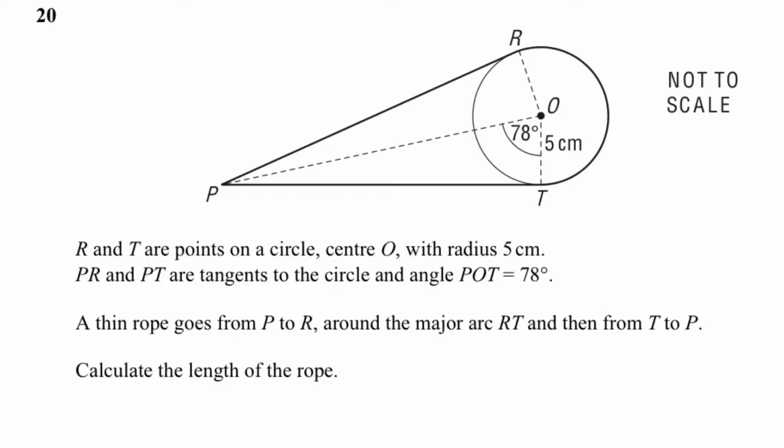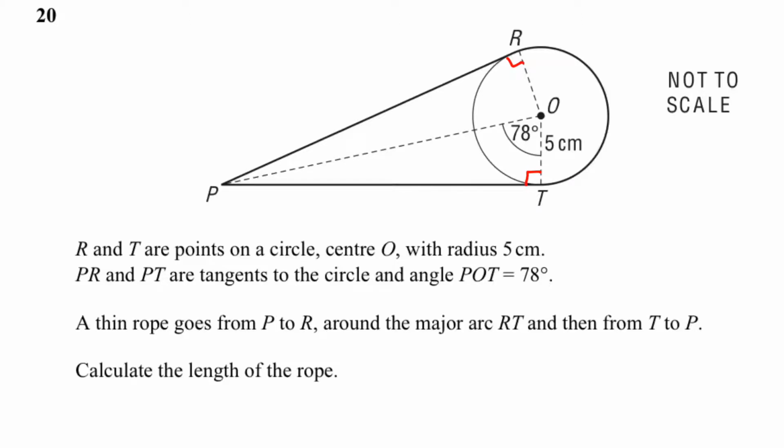In this question, we have been given a circle and two tangents from the circle, PR and PT. What does a tangent mean? It touches the circle at one point. And the other thing you should know is that if there's a radius and a tangent here, the angle here is 90 degrees. So we have 90 degrees here and 90 degrees here.